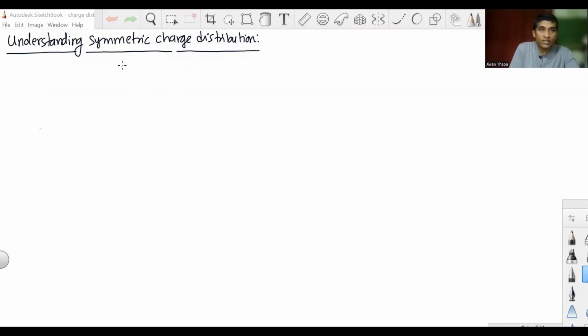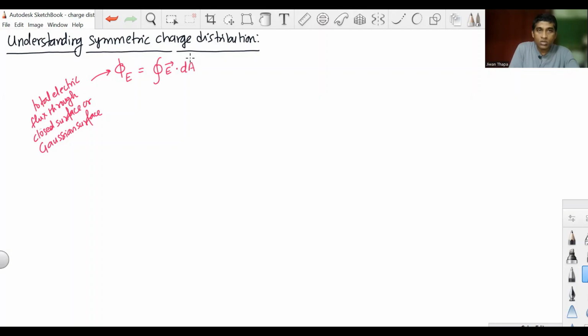So from Gauss law, we can write total electric flux through a closed surface or Gaussian surface equals the surface integral of electric field throughout the closed surface, equals 1 by epsilon naught, or epsilon 0, times the charge inside the closed surface or Gaussian surface.